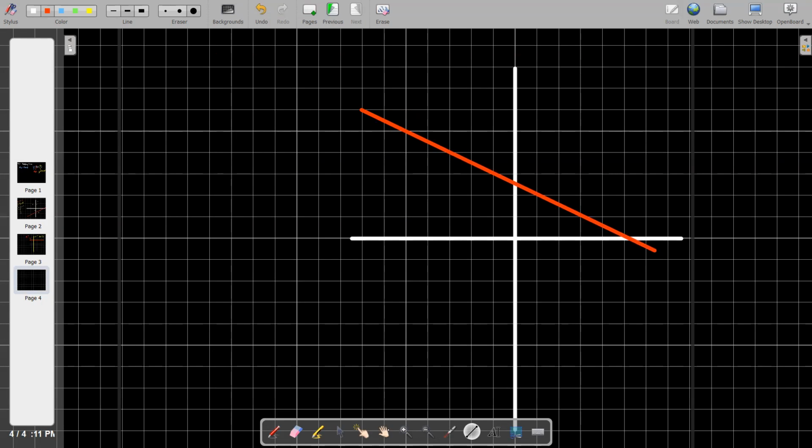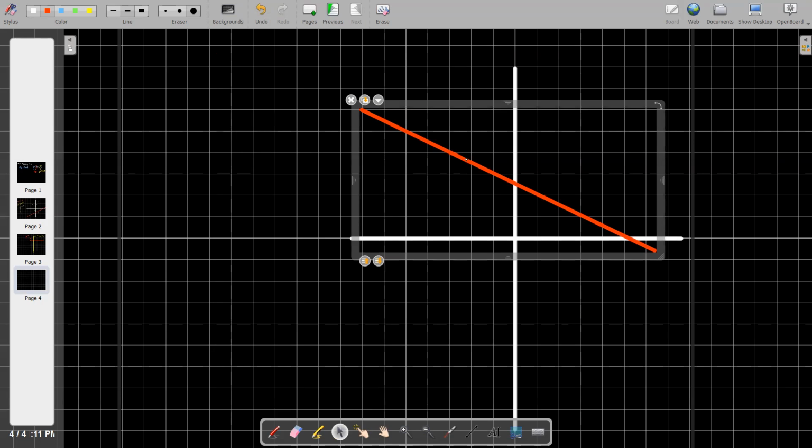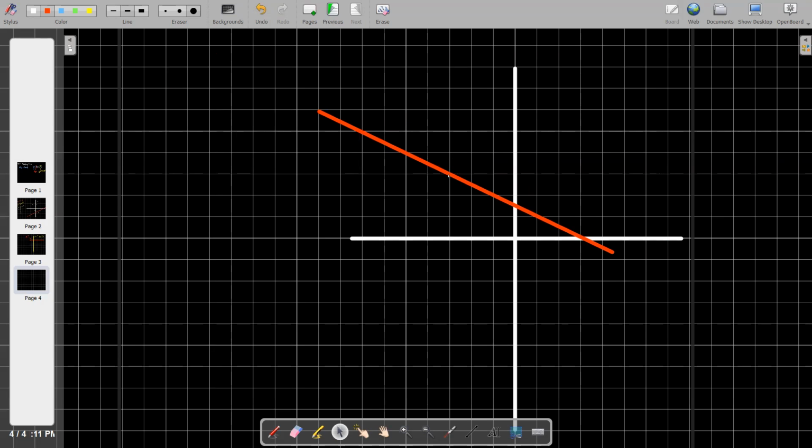Kind of a bad example there. Let me see if I can grab it and move it just a little bit for you. I don't know if it wants to be moved.